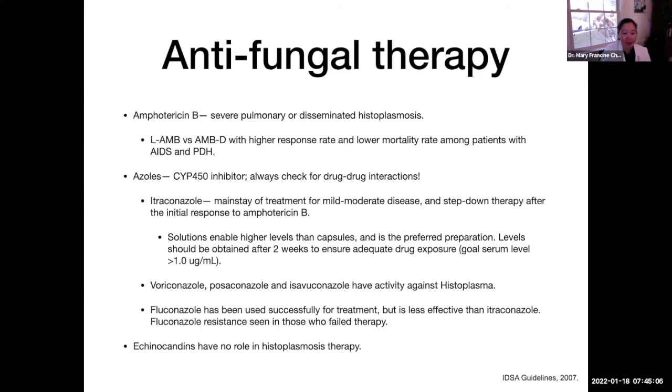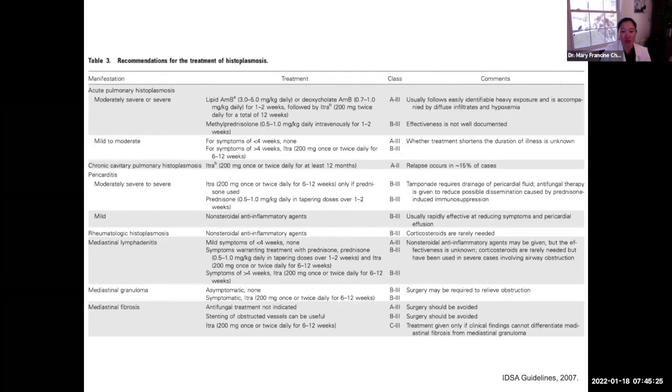That, along with, again, its inferior therapy compared to itraconazole. So again, among the azoles, itraconazole is number one. Fluconazole would not be a recommendation, not unless you didn't have any other choice. And again, echinocandins have no role in histoplasmosis therapy.